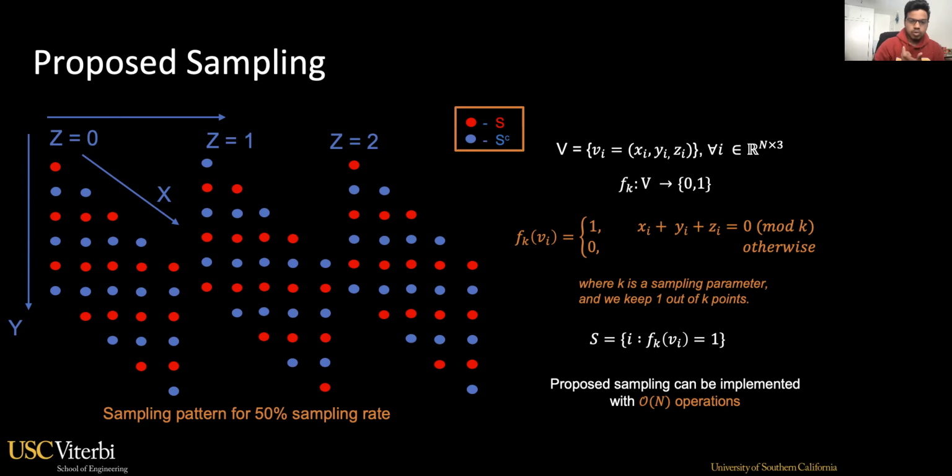This proposed sampling can be implemented with O(n) operations. Since it is very efficient and implemented with a couple of bitwise operators, it won't incur much computational complexity overhead on the encoder side.